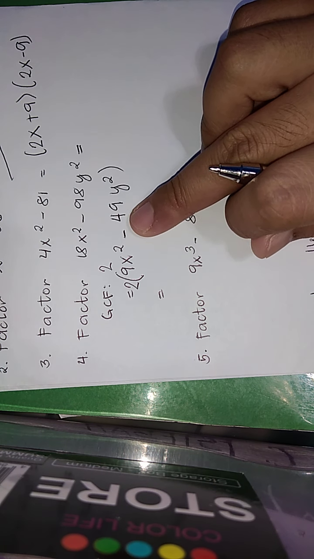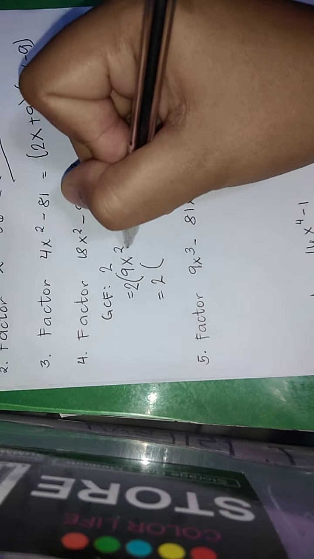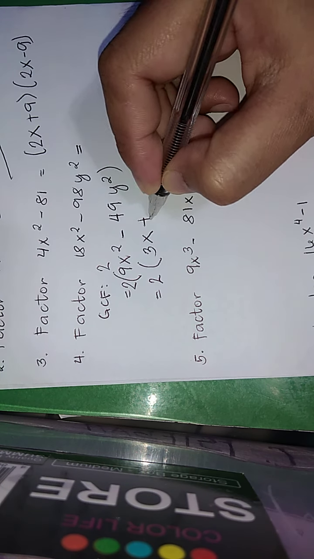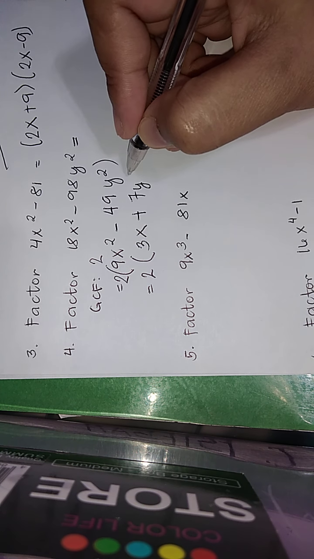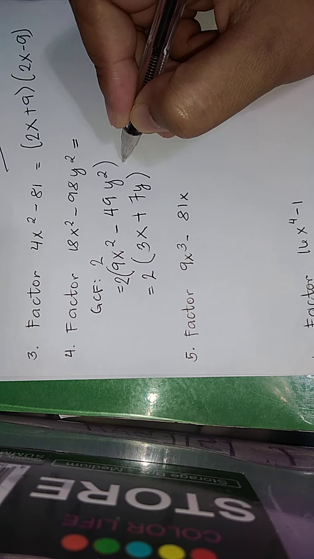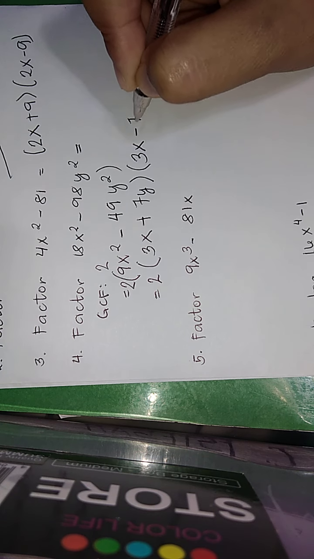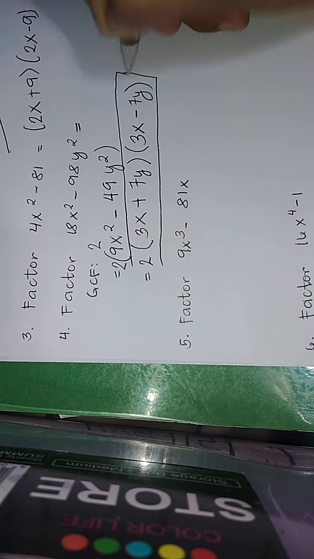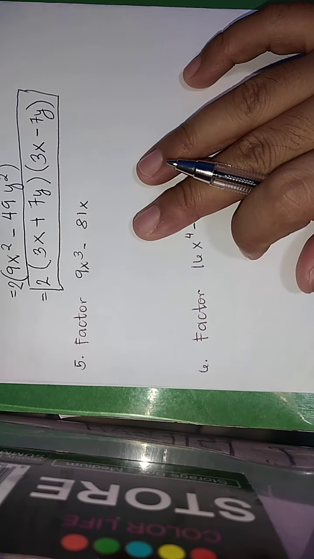So, ito, pwede na natin siya i-factor gamit ang difference of two squares. So, 2 times square root of 9x squared is 3x, then square root of 49 is 7, and then square root of y squared is y, so isang plus at isang minus, 2 times 3x plus 7y times 3x minus 7y. Yan ang ating factored form.